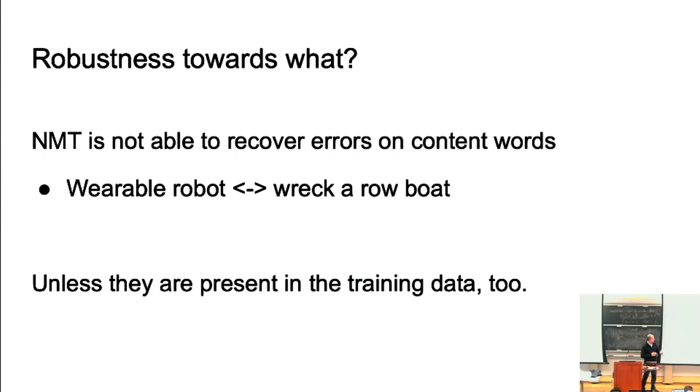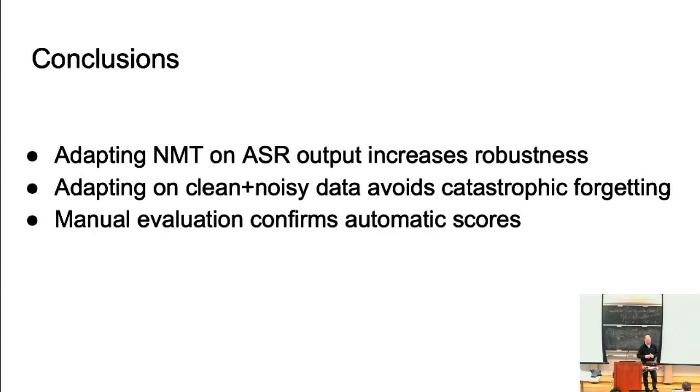So, as a thought, maybe it's not even a good idea to train a system with this kind of noise. Just an insight. This is something we are looking at now. Conclusions: yeah, we can increase robustness without catastrophic forgetting.